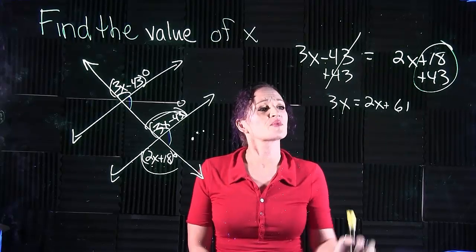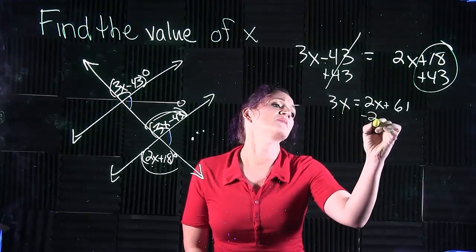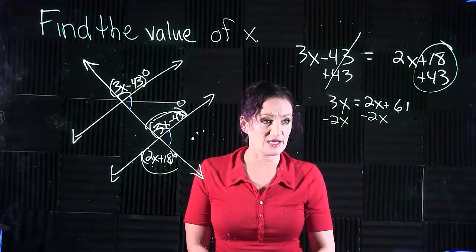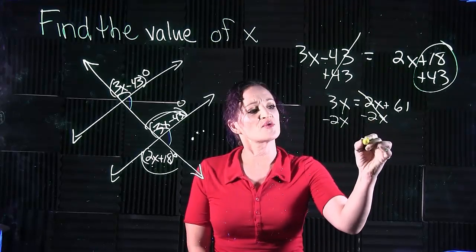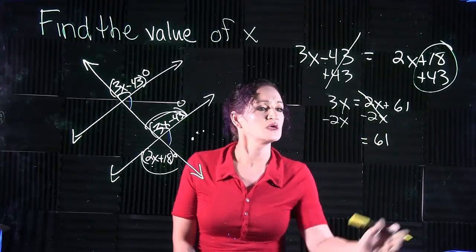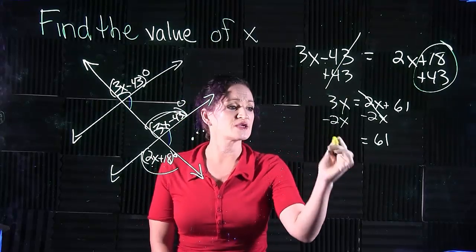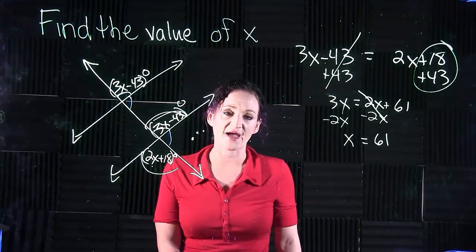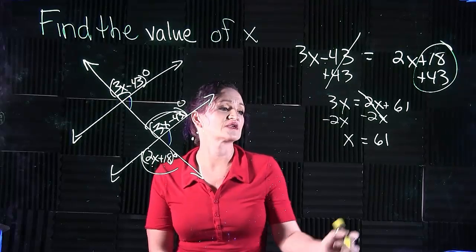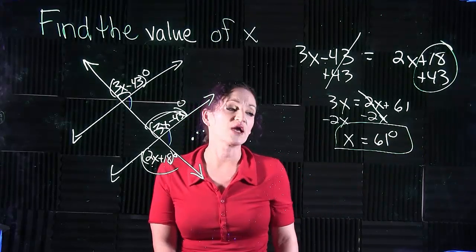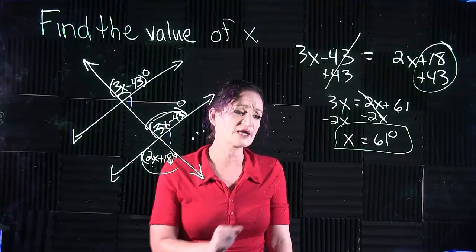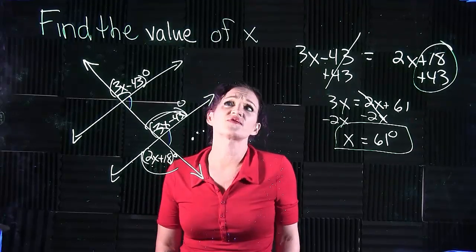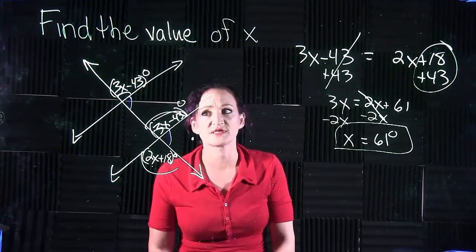Since I moved my number to the right, we need to move x to the left. So I'm going to subtract 2x on either side. It'll cancel on the right, leaving us with 61. And on the left, 3x minus 2x is just 1x, which solves the equation for us. This says that x is equal to 61 degrees. So if the problem is just asking for the value of x, x is equal to 61.